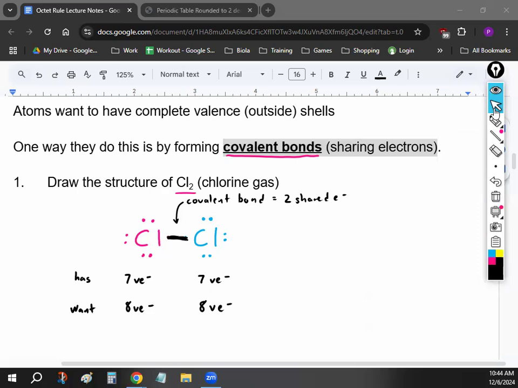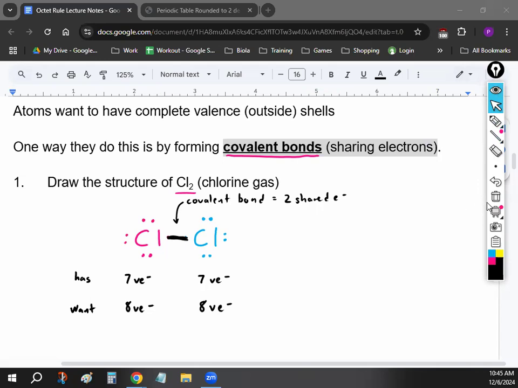If they had like 6 valence electrons each, we're going to talk about that next time. Any other questions? Hopefully it's not too complicated. Just know that they're going to share electrons, and we represent that by drawing a line.